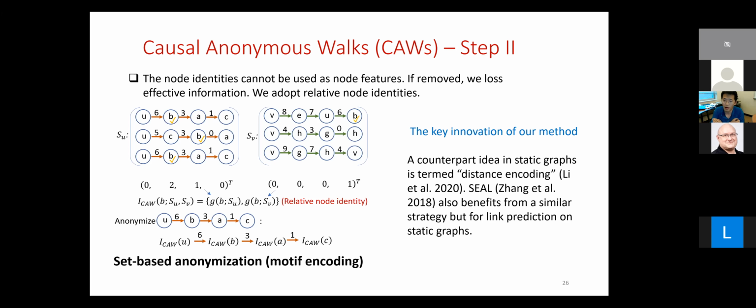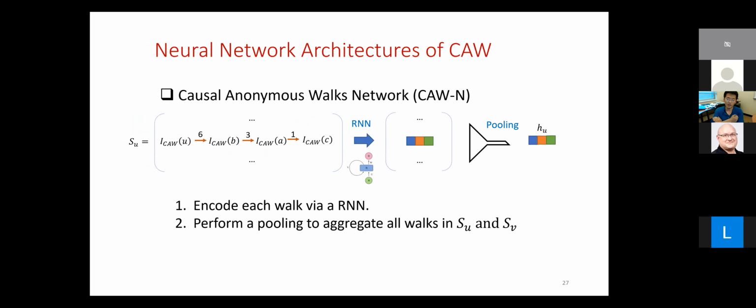So in that paper, we theoretically proved how relative node identities help to improve graph neural network representation power. And even before that, there was another model called SAIL, which wants to do link prediction over the static network, and they actually benefit from a similar type of strategy, which is also a distance encoding technique.